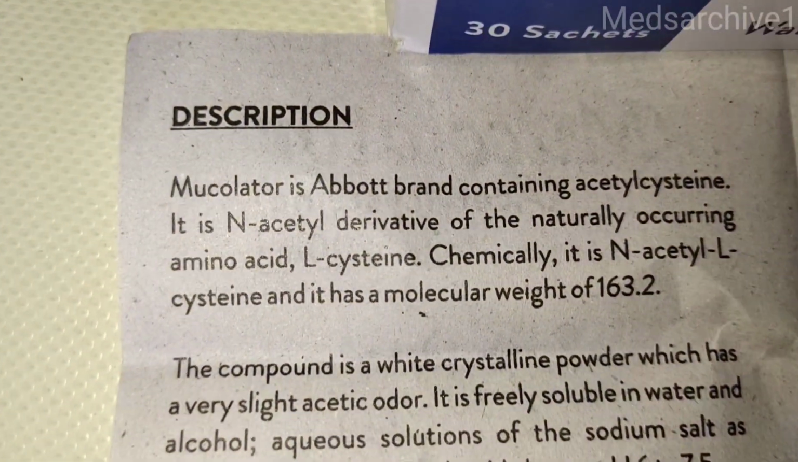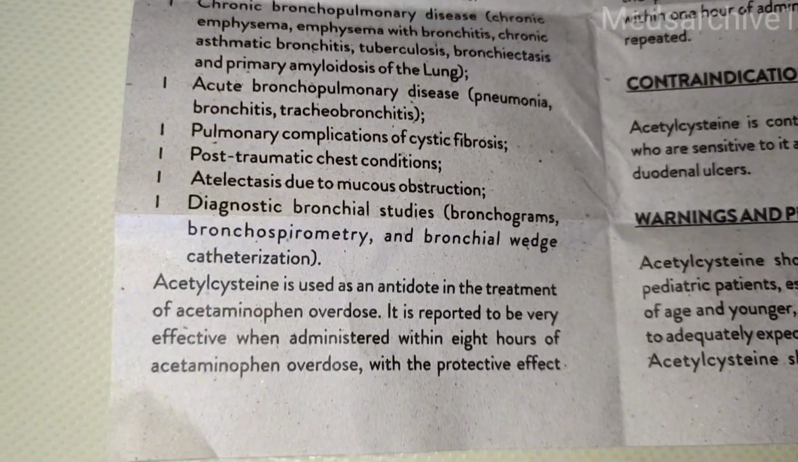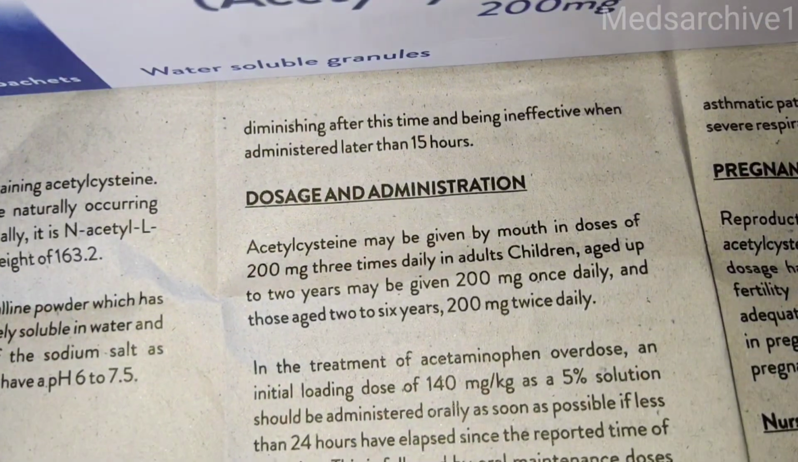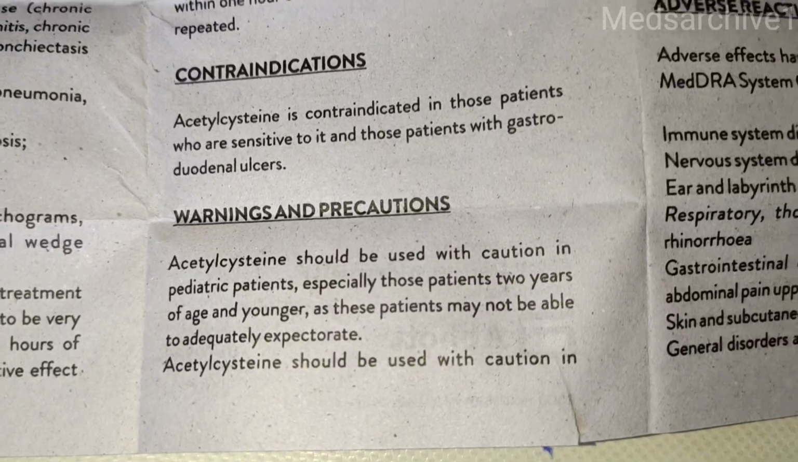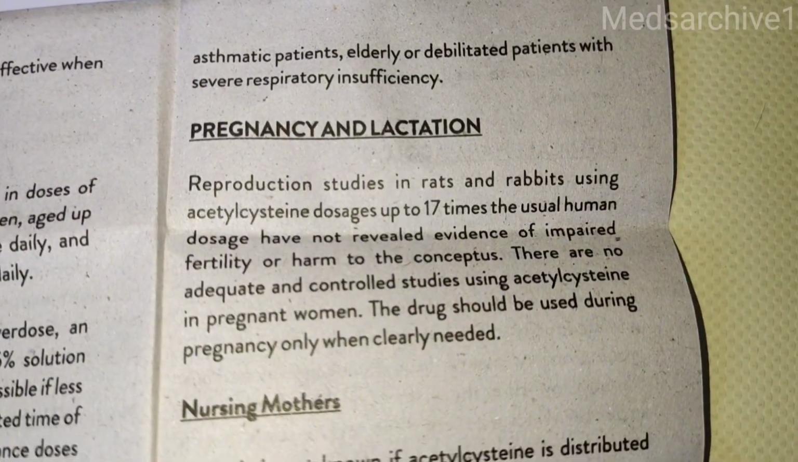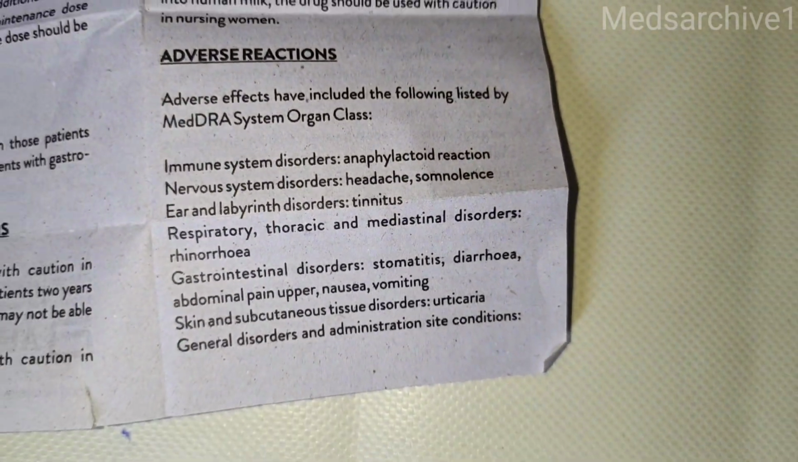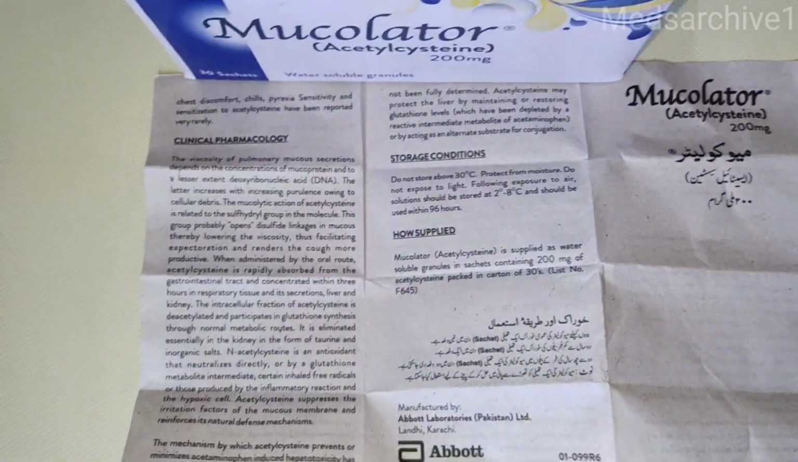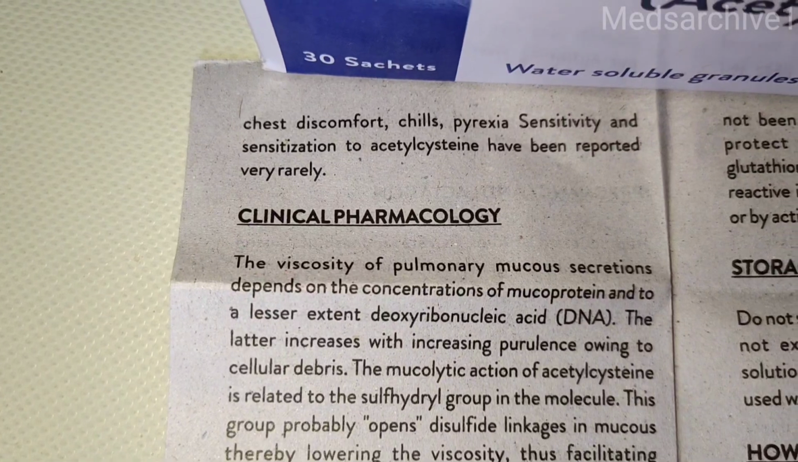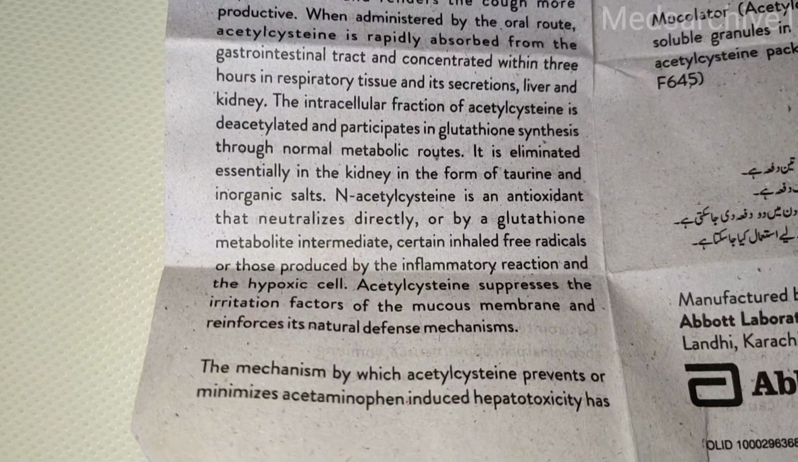Adverse reactions. Adverse effects have included the following, listed by MedDRA system organ class: immune system disorders, anaphylactoid reaction; nervous system disorders, headache, somnolence; ear and labyrinth disorders, tinnitus; respiratory, thoracic and mediastinal disorders, rhinorrhea; gastrointestinal disorders, stomatitis, diarrhea, abdominal pain upper, nausea, vomiting; skin and subcutaneous tissue disorders, urticaria. General disorders and administration site conditions: chest discomfort, chills, pyrexia. Sensitivity and sensitization to acetylcysteine have been reported very rarely.